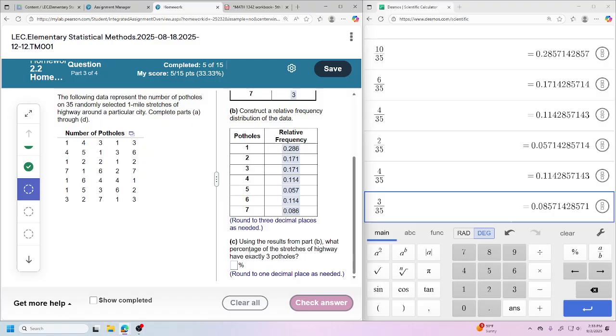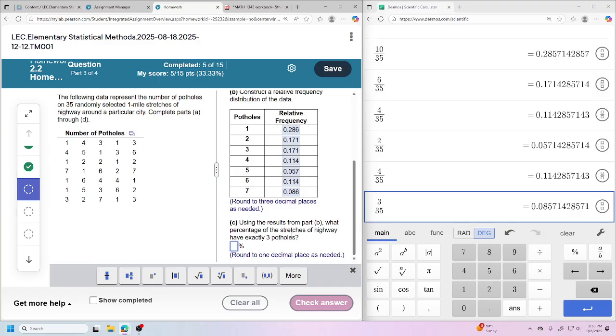It says what percentage have exactly 3? So I'm looking around at 3. What would that be? What do I put in the box? I just did Desmos. I'm just doing Desmos. So I'm going to Desmos.